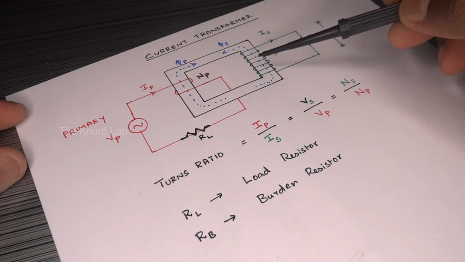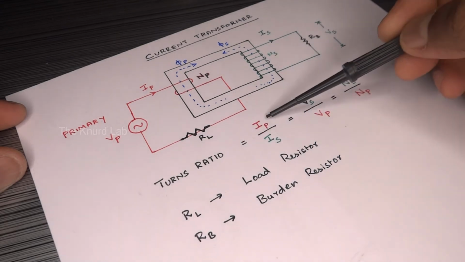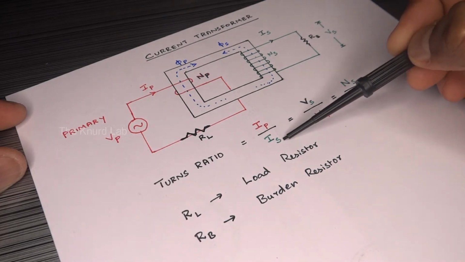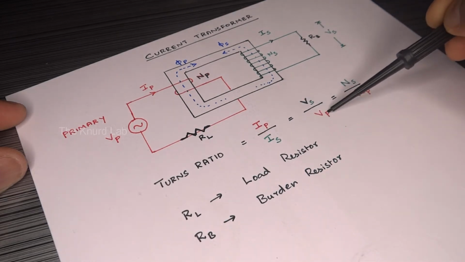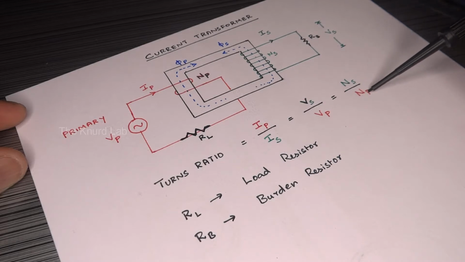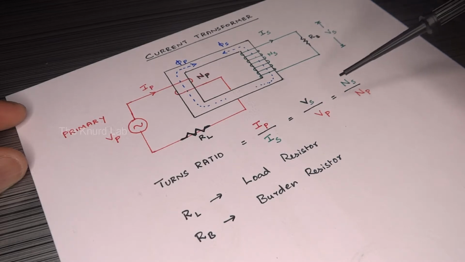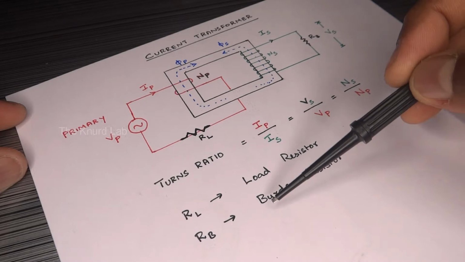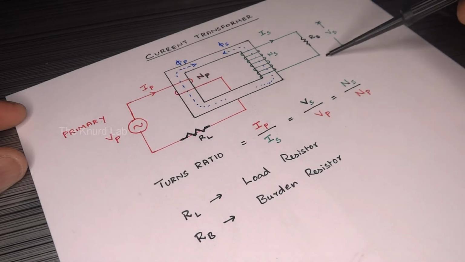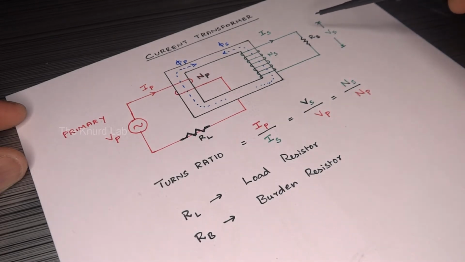We can express it in terms of the ratio between primary and secondary currents, or the secondary and the primary voltage, or the secondary and the primary number of turns. Simply put, if you measure the voltage drop across the burden resistor and using the turns ratio, you can easily find out the primary current.